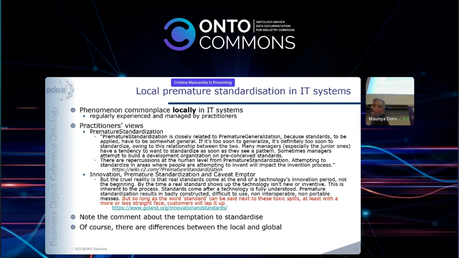I think what we are dealing with here, at least if you just take the focus point being ontology, is something to do with IT systems. And again, we've got the same sort of thing here. If you look in the literature, particularly on the blogs, you get this worry about people being tempted to standardize too soon. And again, we've got a rather acid comment here: one of the perceived benefits is that the customers will like it. So it's not improving quality, it's just easier to sell.